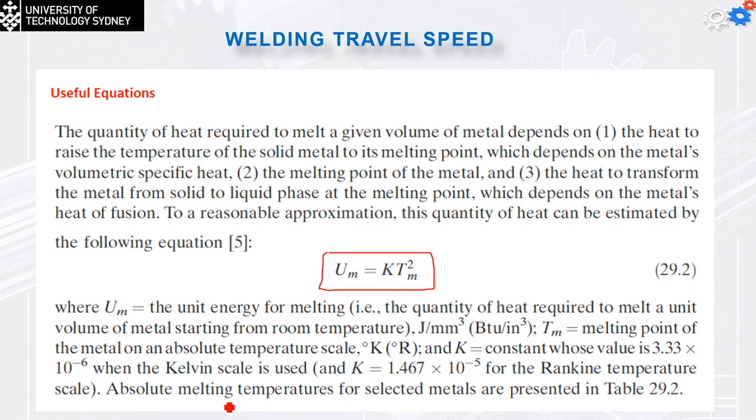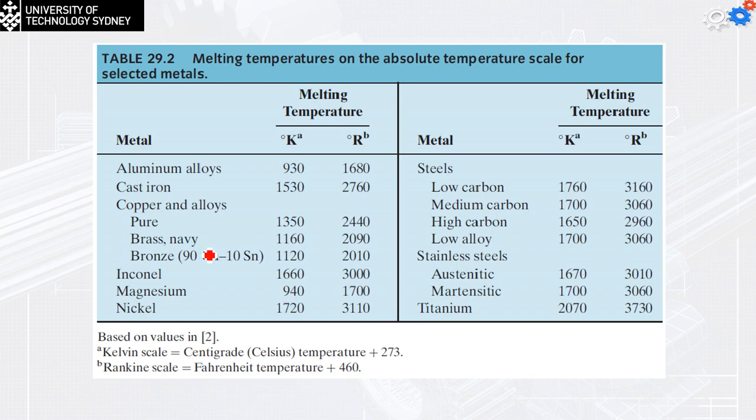So the value for the absolute melting temperature for the selected metals can be shown in table 29.2. So for different materials, we're going to use the Kelvin value and use the value for K to be 3.33 multiplied by 10 to the power minus 6. Now let's have an example on that.